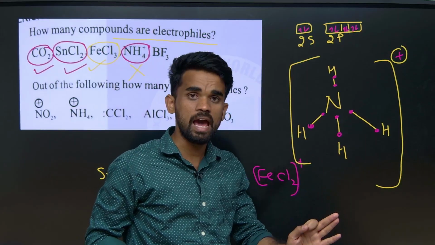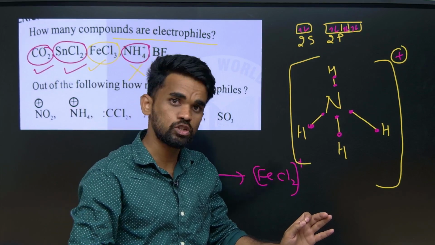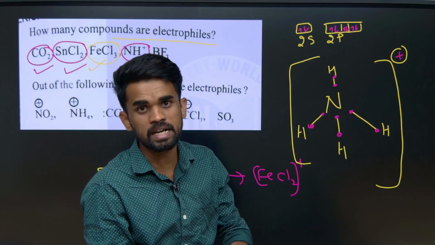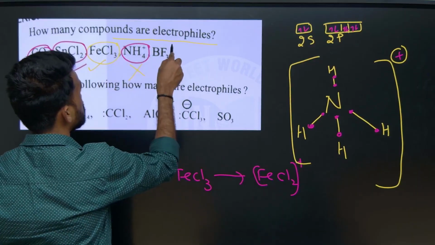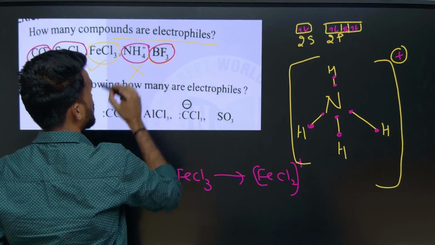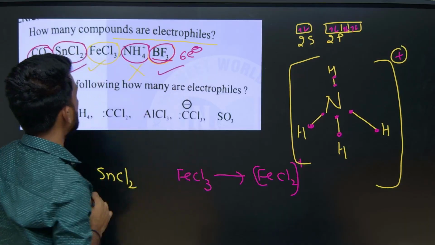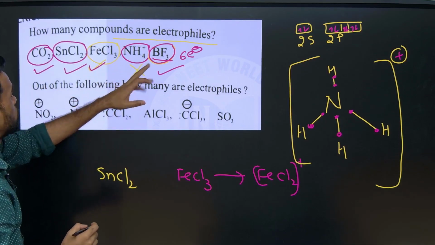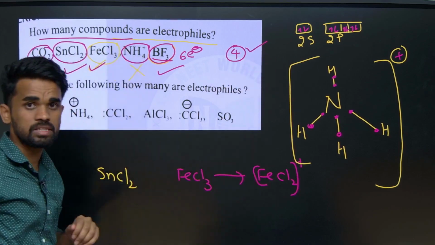Now, if the species has a vacant orbital, with or without a positive charge, if it contains at least a vacant orbital, then those can be considered as electrophiles. I hope this is also clear. Now what about BF3? We discussed the same example while explaining electrophiles. It has only 6 electrons, so this is an electrophile. So what are the options we can go with? 1, 2, 3, 4. So 4 is the answer for this particular question.